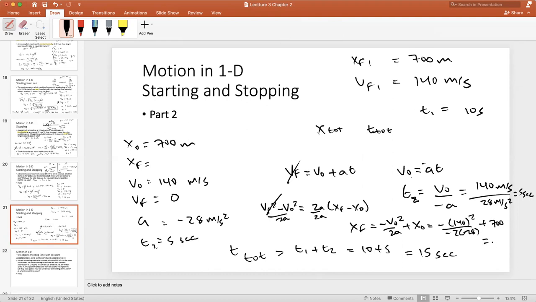And this is going to equal 140 times 140 divided by 56 is 350 plus 700. It's 1050 meters. That's her final. So the total distance is 1050 meters. Okay, does that make sense?